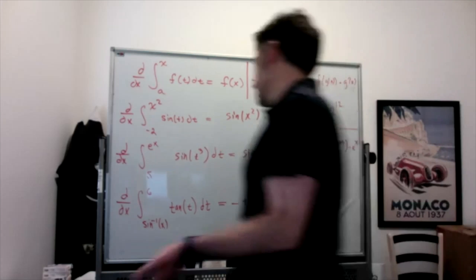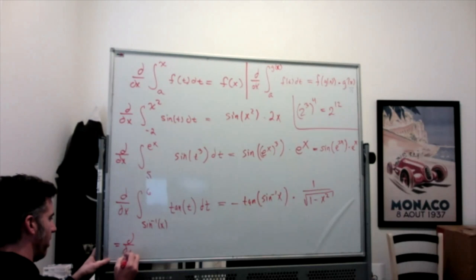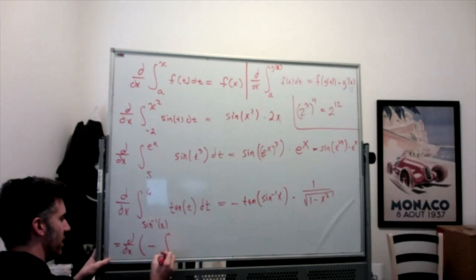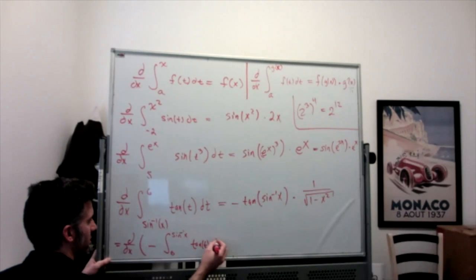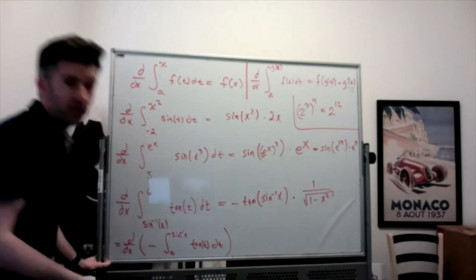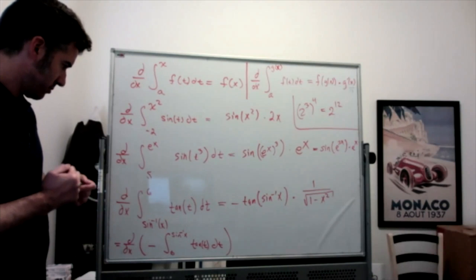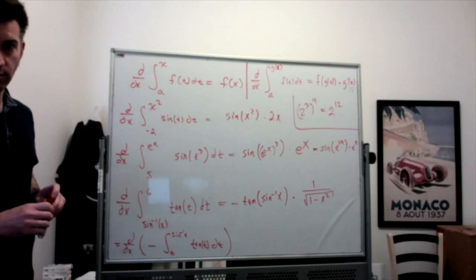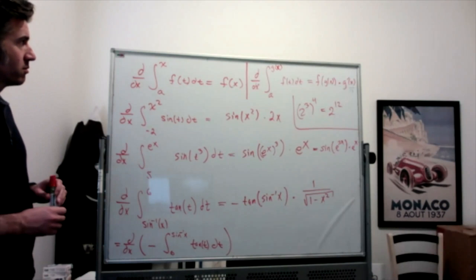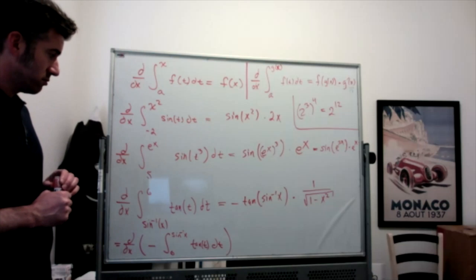Or you could take the extra step of writing this as the derivative of negative integral from 6 to inverse sine of x of tangent of t dt. But I don't think you need to do that. Questions about any of these so far? Sorry, so for like cosine or arc cosine, would it be negative, right?